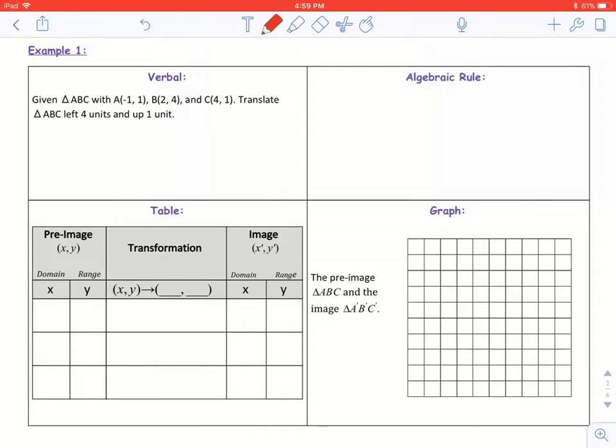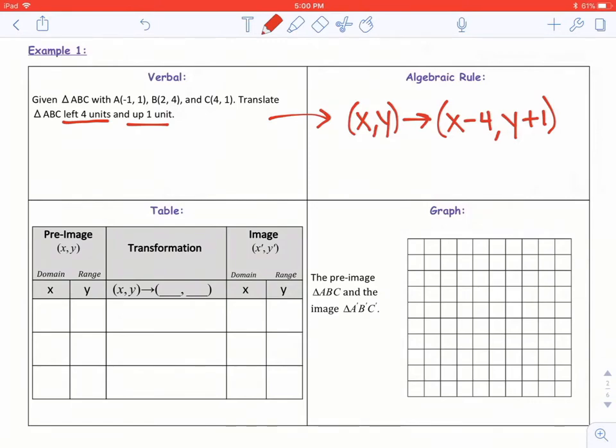So let's go ahead and write out our algebraic rule from what they've told us. So left 4 units affects our x value. So we write all the points x and y are going to be translated, and left 4 units means we have to take away 4 from every x value. And then up 1 unit means we have to add 1 to each y value. So that is considered our algebraic rule. It's how we write it in math symbols to represent what was said in words.